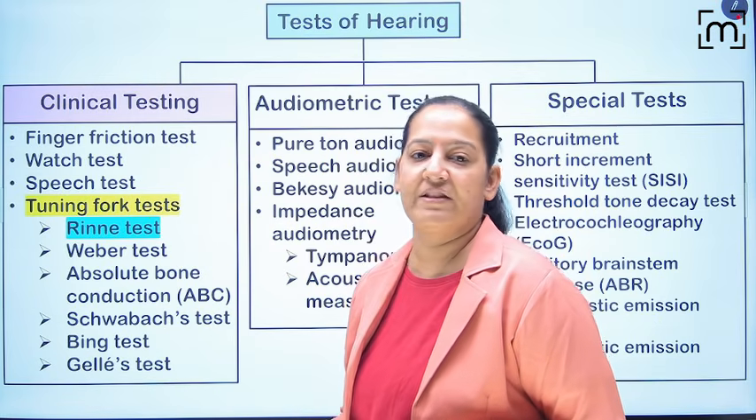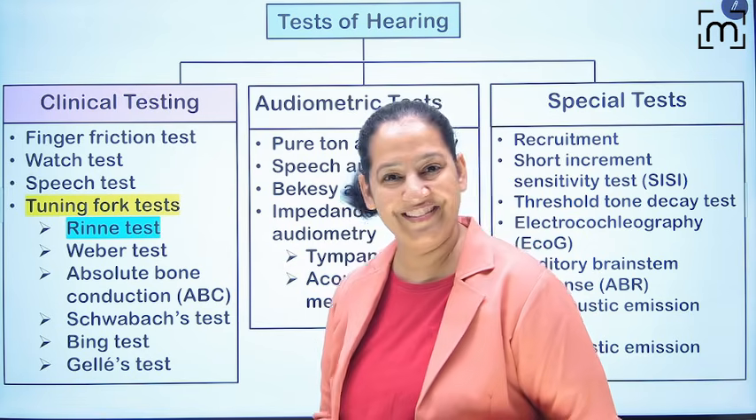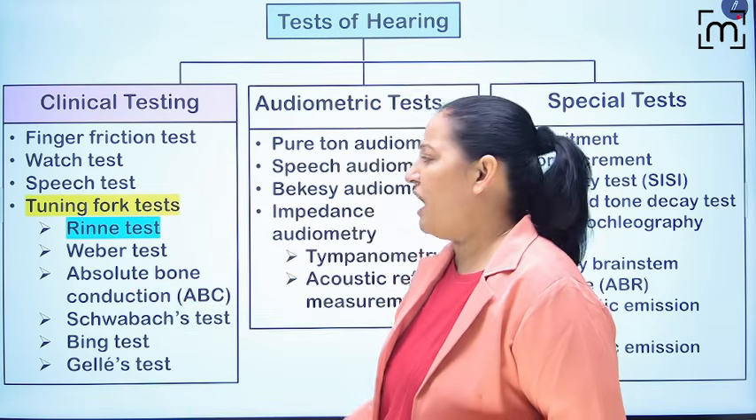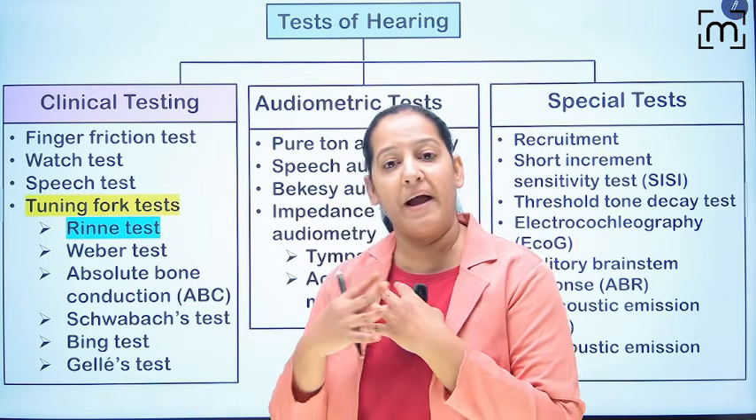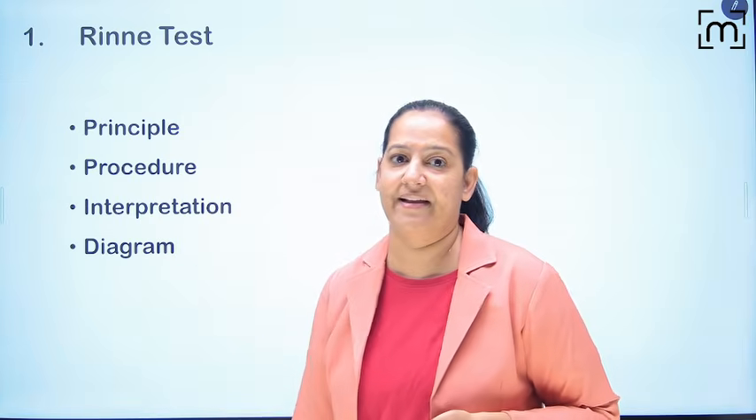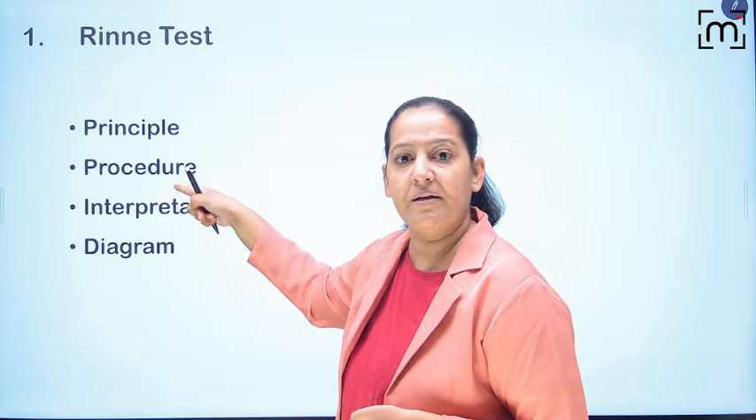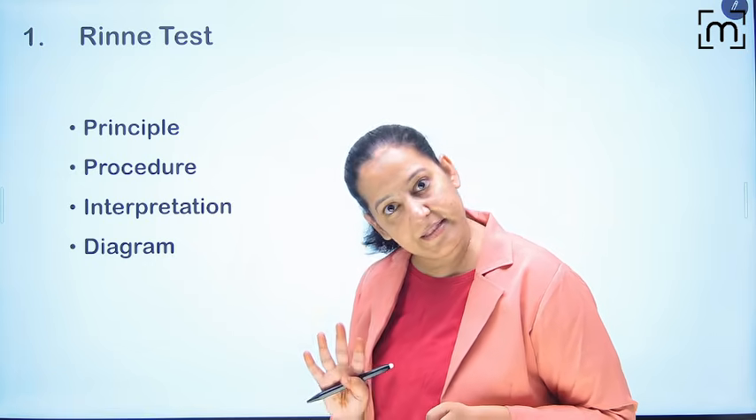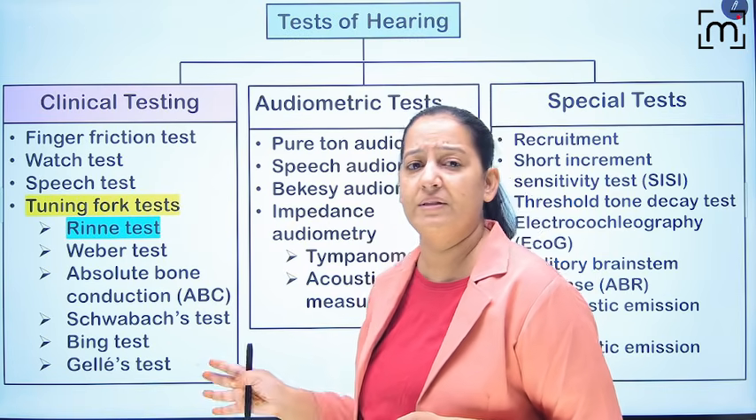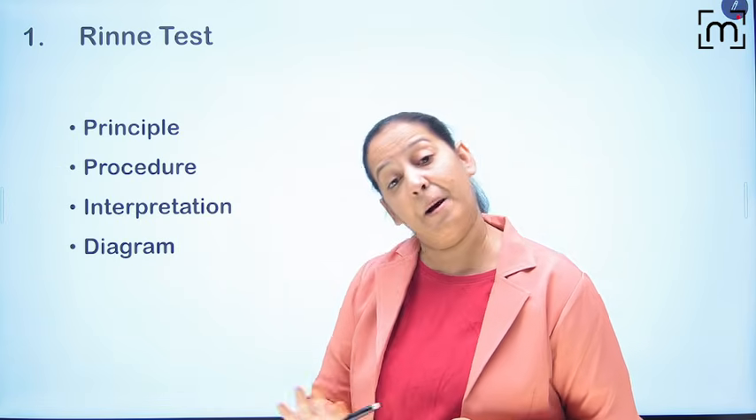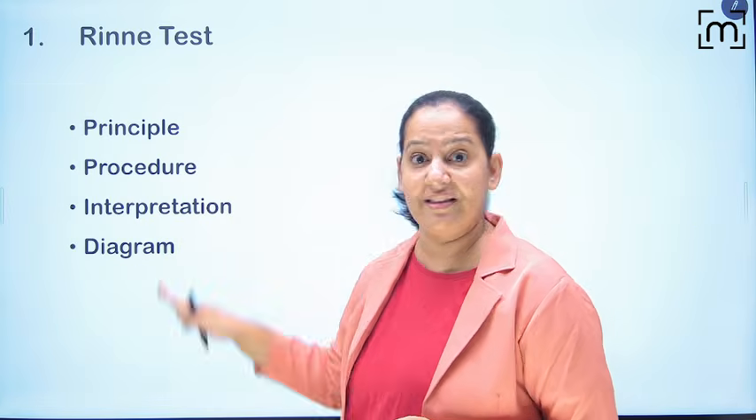Let's start with the first one. Are you ready? Let's start with the first one, Rinne test. For all these 6 tests, my headings are fixed. I will teach you all these 6 tests in 4 fixed headings: principle, procedure, interpretation, and diagram. You also have to write your answer in these 4 headings, not only for these tests, for all these tests. My complete test, all these tests you will get in these 4 headings.